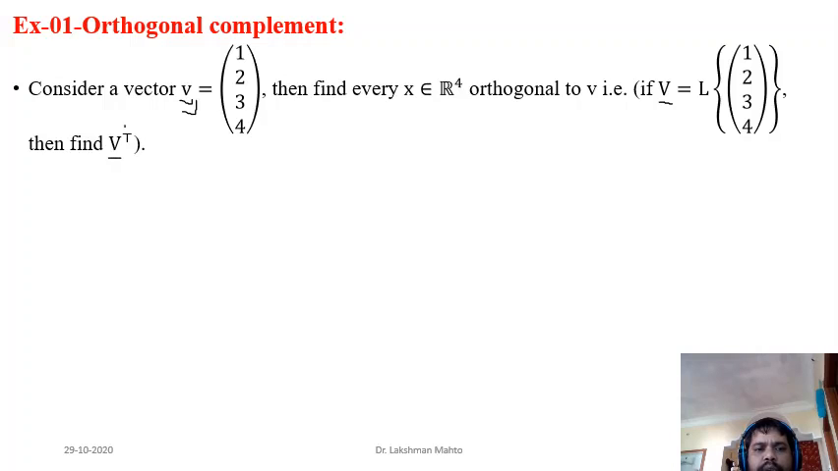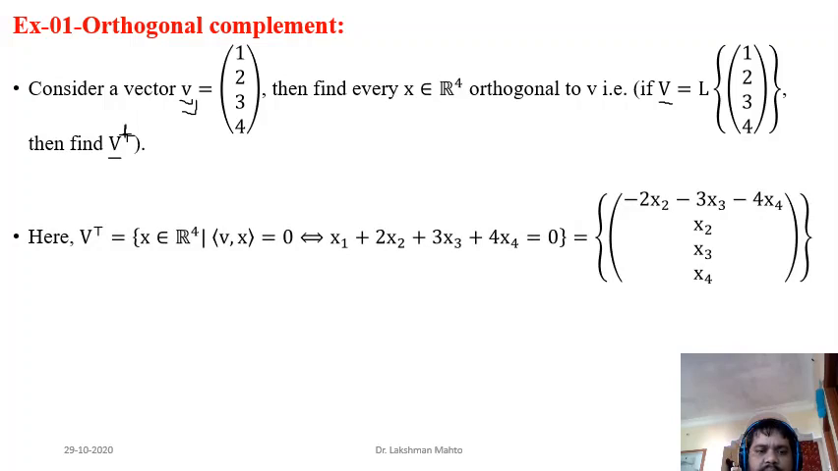The notation is V perp. You have to find V perp, which contains every element of R4 that is orthogonal to V. That is the criterion. So how can we find it? We have to find all four-dimensional vectors x which have dot product equal to 0 with every element of V, where V is the linear span of the given vector.